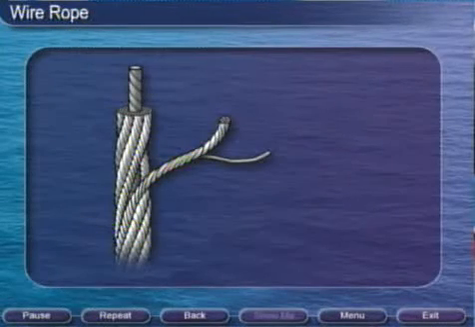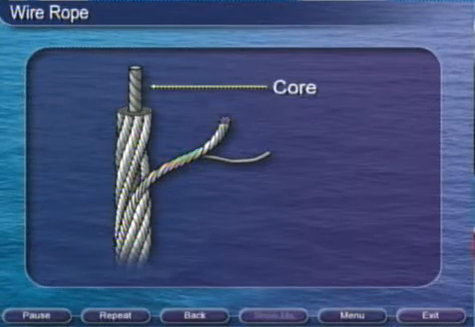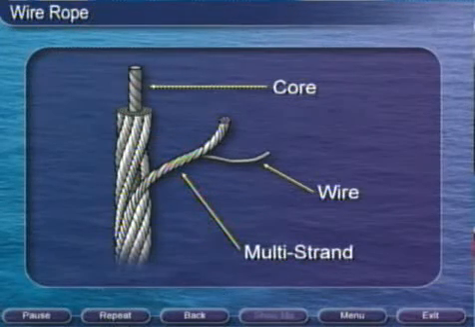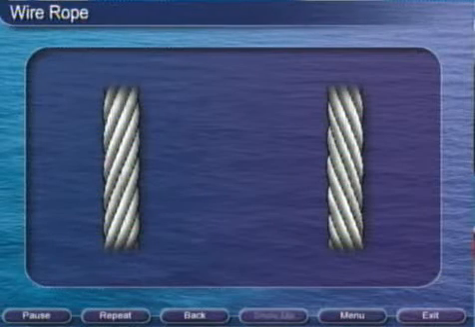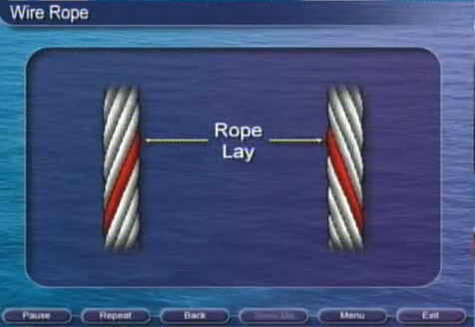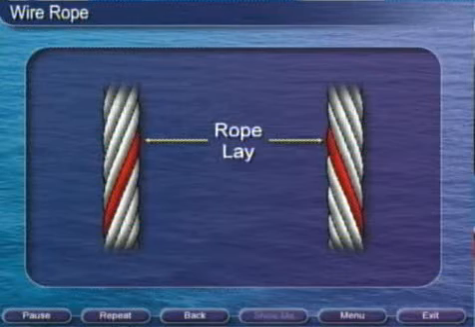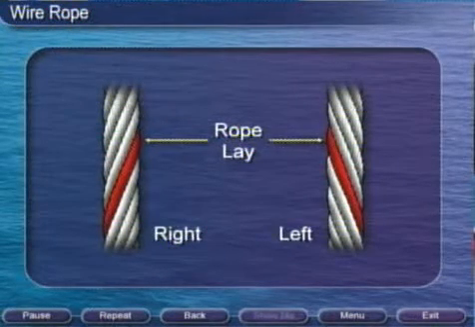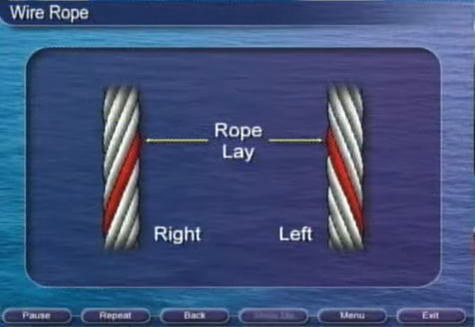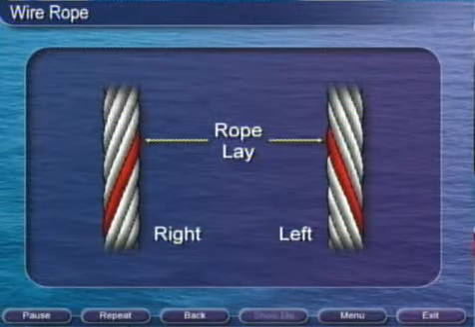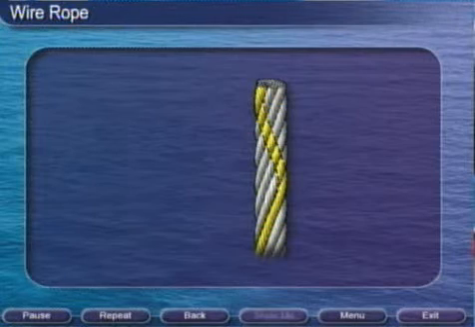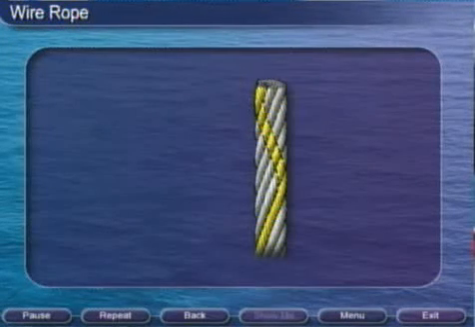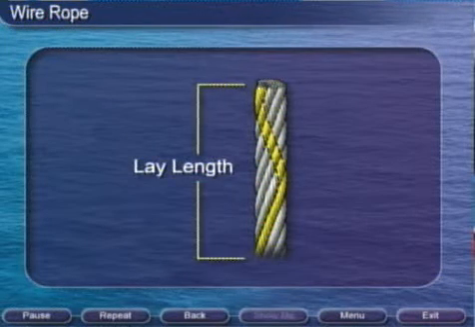There are three basic components of wire rope: the core, multi-strands which are wrapped around the core, and wires which form the strands. The direction of the strand around the core is referred to as rope lay. It can either be to the right, known as right lay rope, or to the left, creating left lay rope. Flexibility and resistance to wear are affected by the lay of the rope. The distance measured parallel to the axis of the rope in which a strand makes one complete revolution around the core is known as lay length.